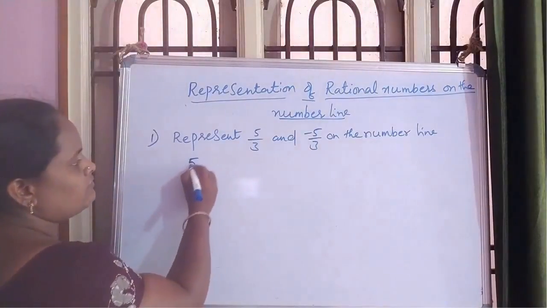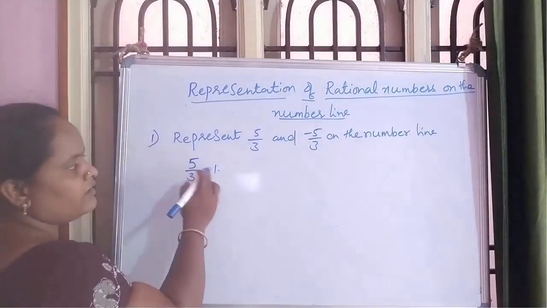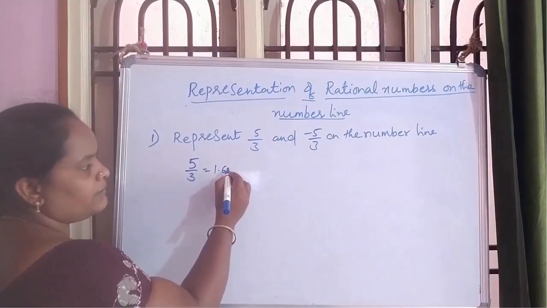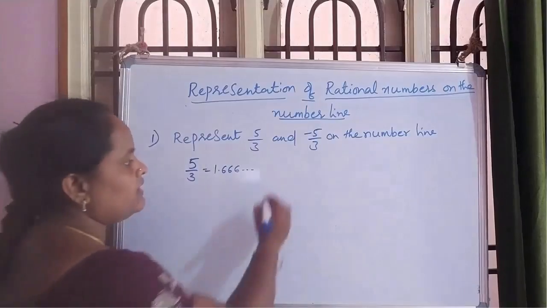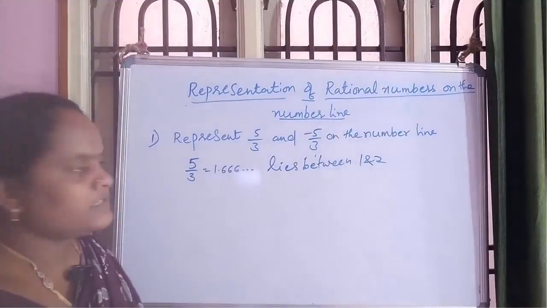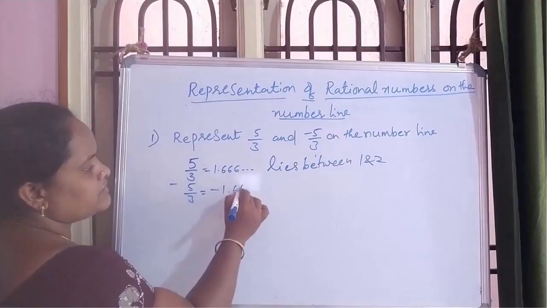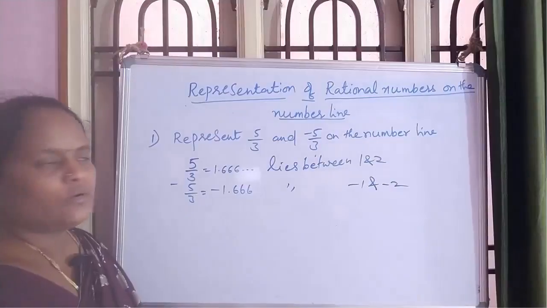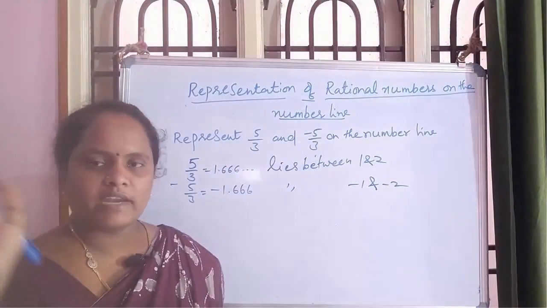So 5 by 3, if we find the decimal value: 3 ones are 3, 2 will be left out, the decimal point is there. So 0, 20, 3 sixes are 18, once again 2 will remain, 3 sixes are 18, it repeats. So 5 by 3 lies between 1 and 2. Similarly, minus 5 by 3, that is nothing but minus 1.66, it lies between minus 1 and minus 2. To represent these numbers on the number line, I am going to explain a very easy method.